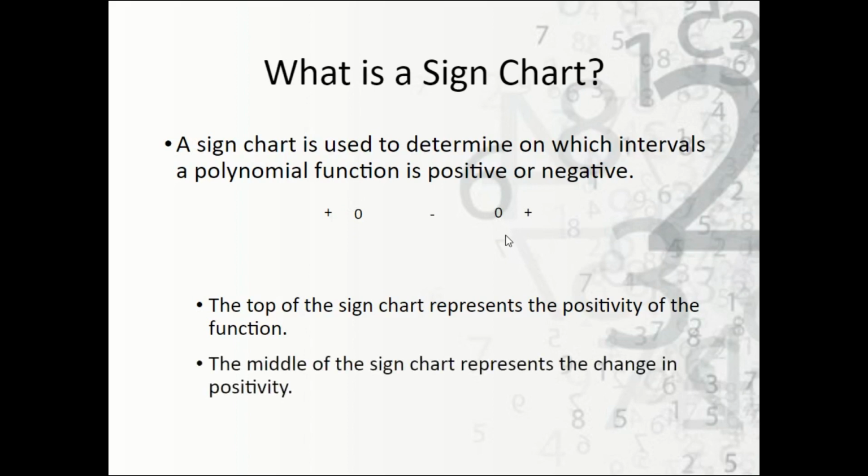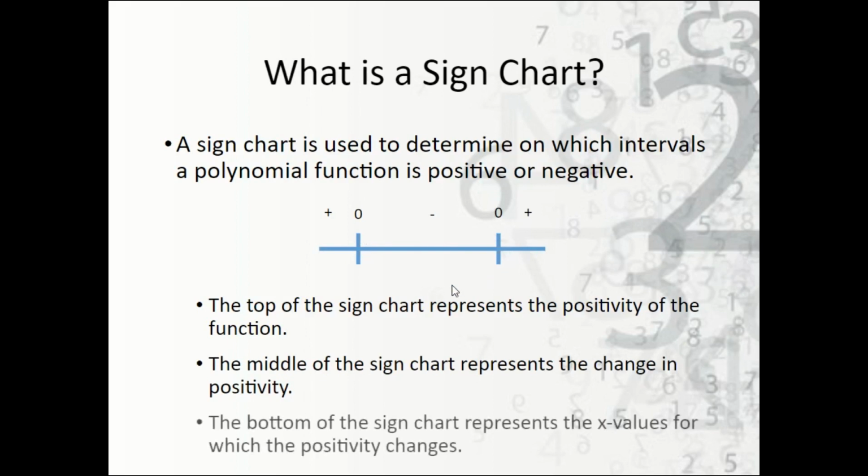The middle of the sign chart represents the change in positivity, so it's just this little graph here. It almost looks like a number line. And then we're going to put lines here to represent the x-intercepts. And the bottom represents the values. So where did these occur?